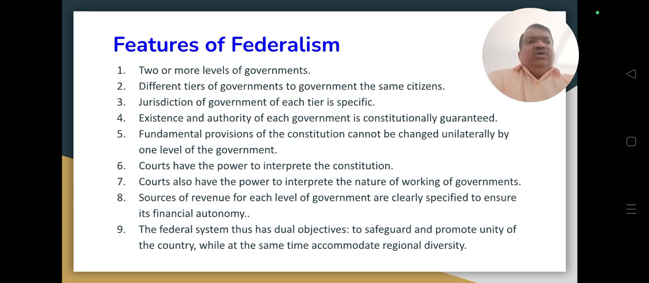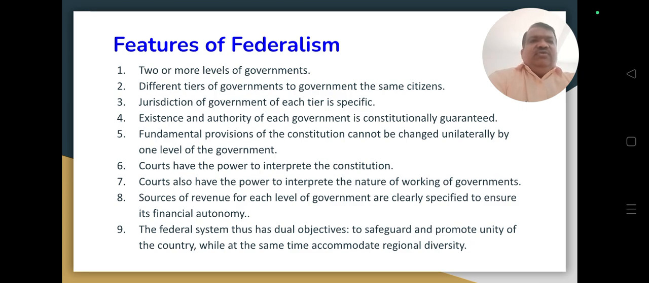Sources of revenue for each level of the government are clearly specified to ensure its financial autonomy. For example, road tax. Road transportation is in the hands of state governments. Railways, civil aviation, and other things are in the hands of the central government. Whatever earning is there from the respective transportation system will go to the respective governments. That's why sources of revenue for each level are clearly specified.